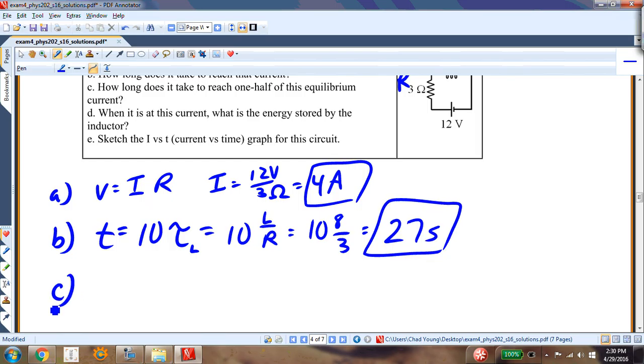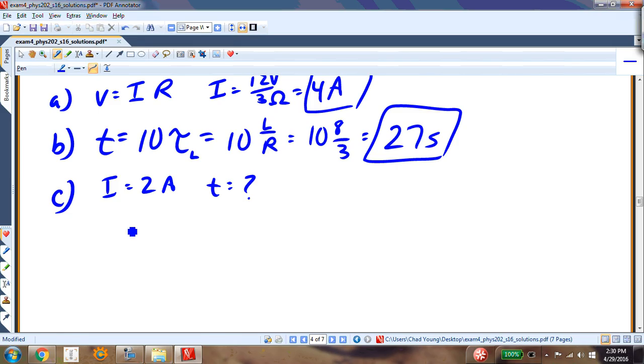How long does it take to reach 1/2 of this equilibrium current? So how long does it take to reach 2 amps? So it's an exponential growth. So I have E over R, that's my maximum current, times 1 minus e to the minus t over tau. I'm trying to solve for t here.